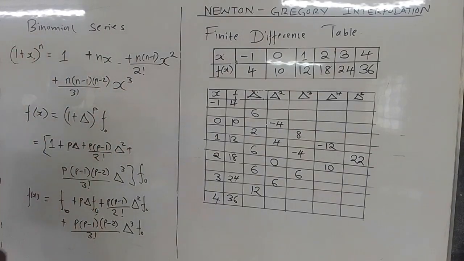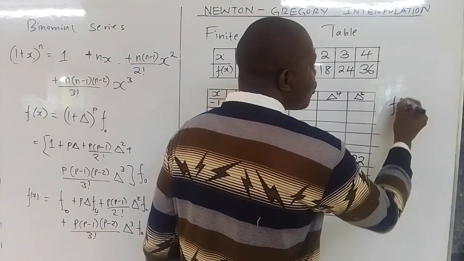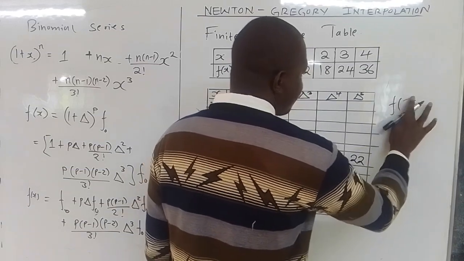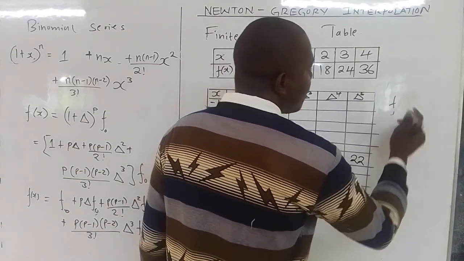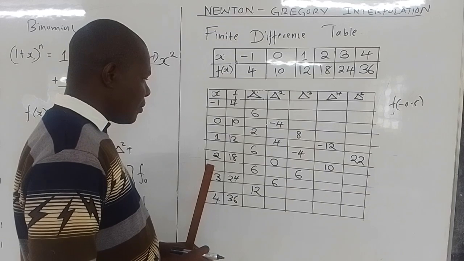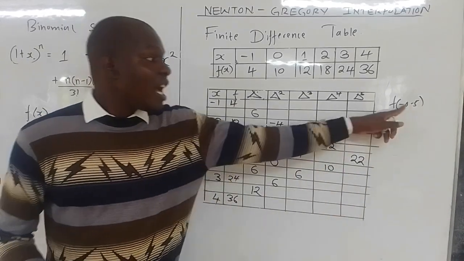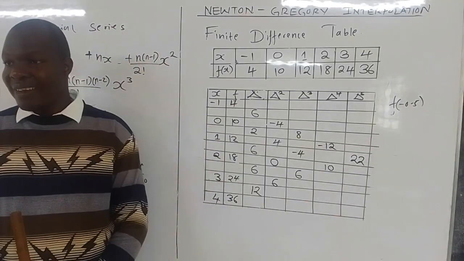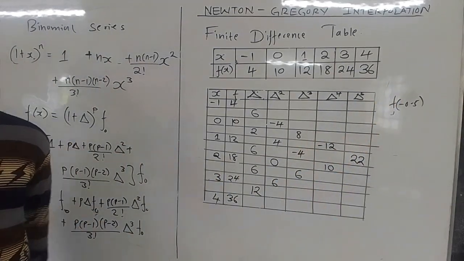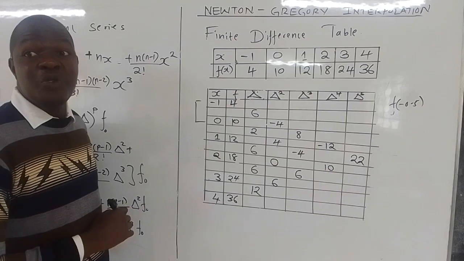Let me use an example to make the explanation different. Let's say, for instance, you've been told to evaluate f of negative 0.5. So for you to evaluate f of negative 0.5, you check, where is negative 0.5? Negative 0.5 is between negative 1 and 0.